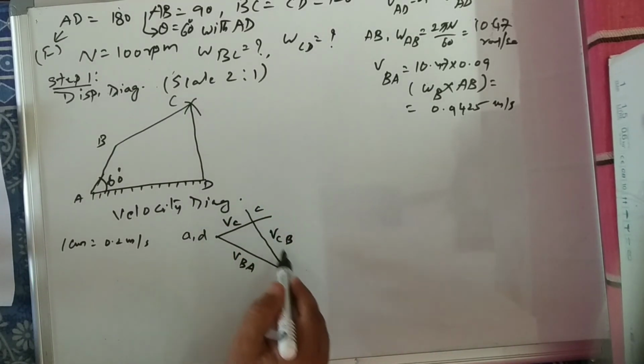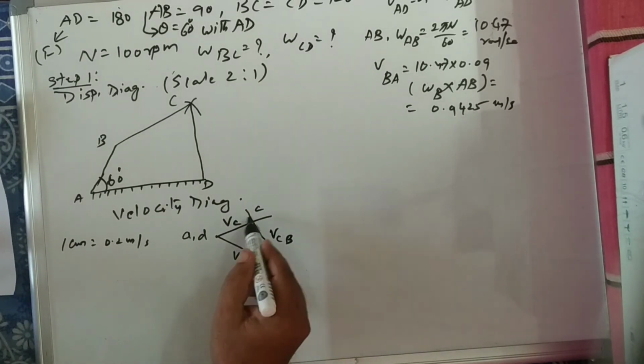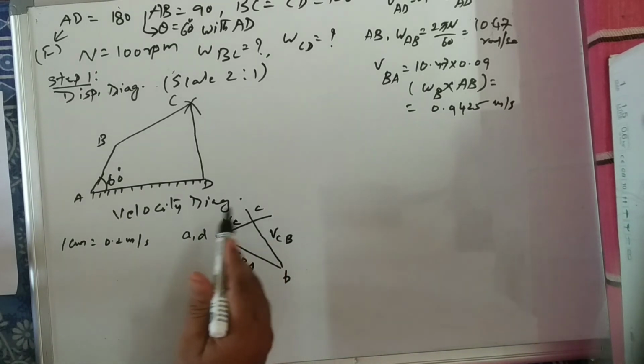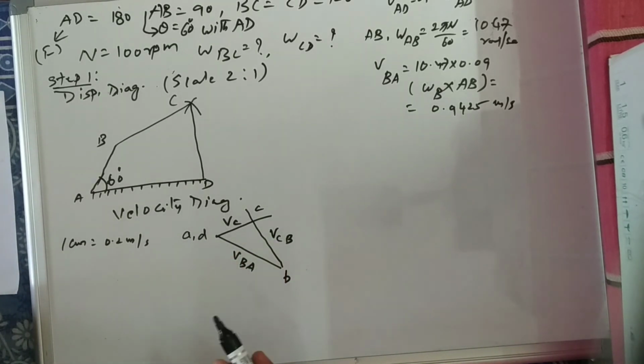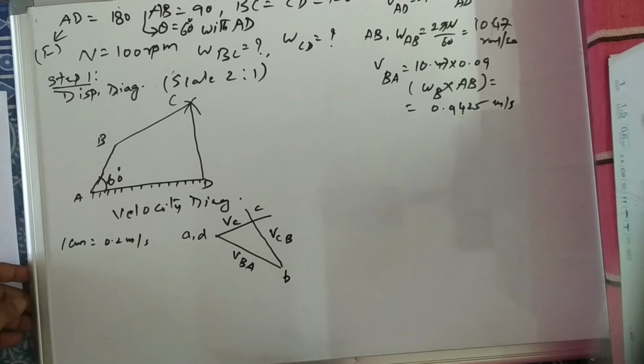If you measure it, VC is approximately 3.2 centimeters. This velocity diagram is completed. From this, it is very easy for us to calculate the linear velocities as well as the angular velocities of links BC and CD.